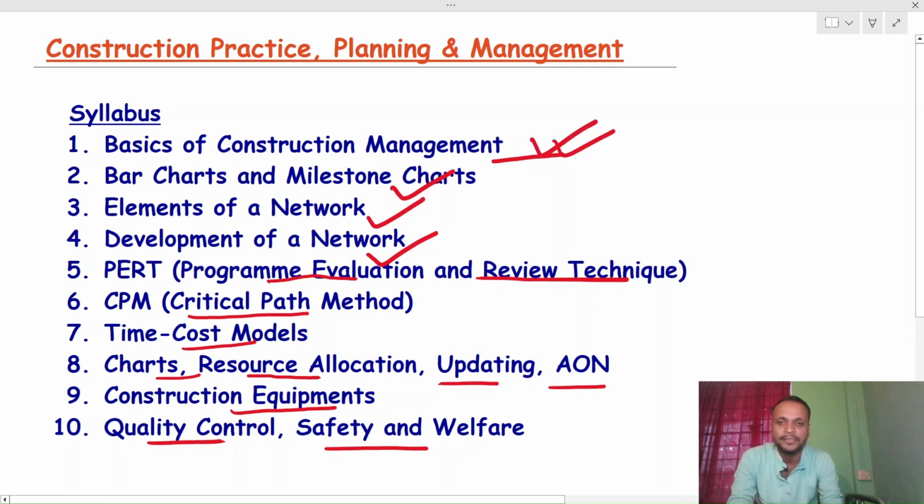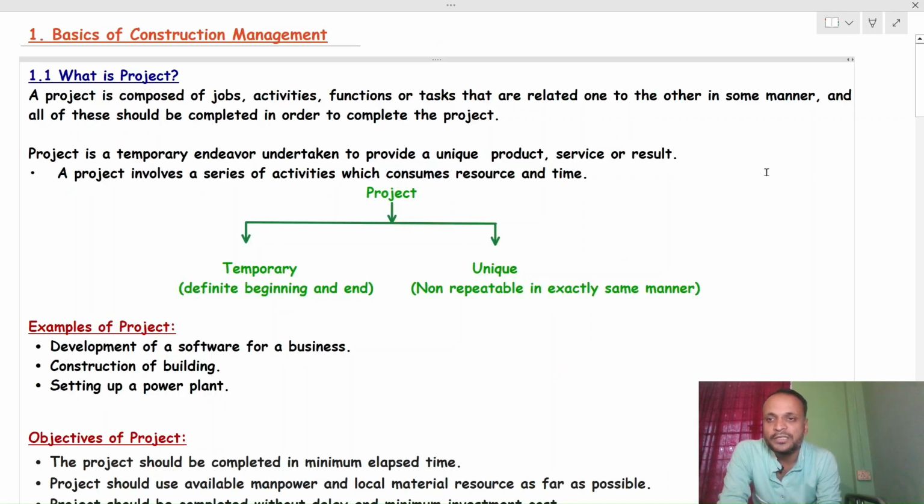Okay, what are the various basics, what are the various terms that are used in construction planning and management, that I am going to discuss. So let's start. I'm starting the first topic, that is the basics of construction management. In that, the first topic is: what is a project?